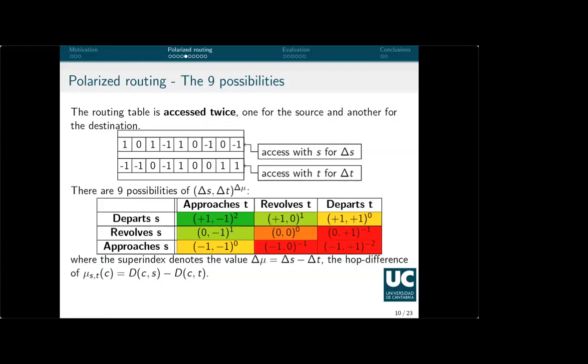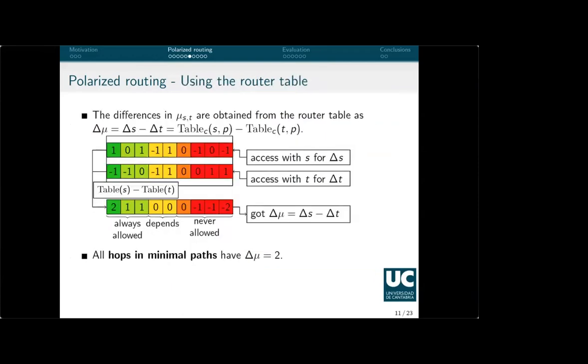The table of the router is accessed twice, one at the source and one at the destination, giving 2 vectors. These vectors are subtracted, and positive values are considered candidate ports to which to request. The value is also used as a priority, as the value 2 is the one found in the hops of a minimal path.